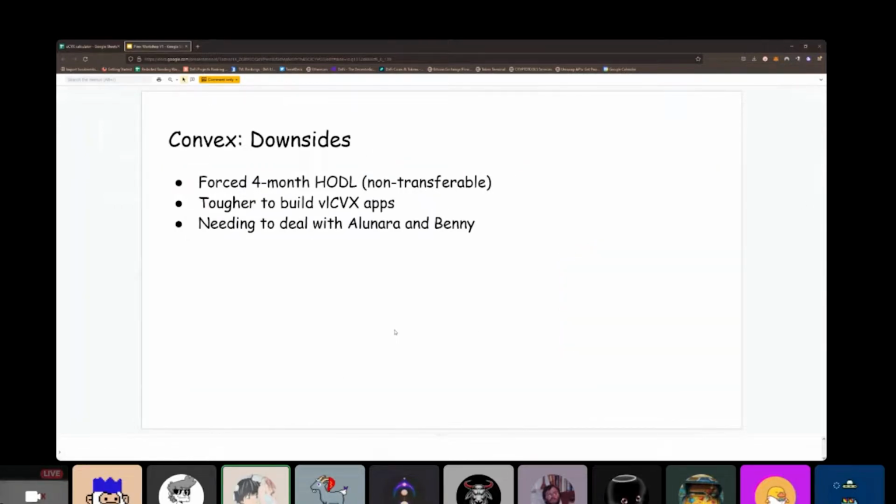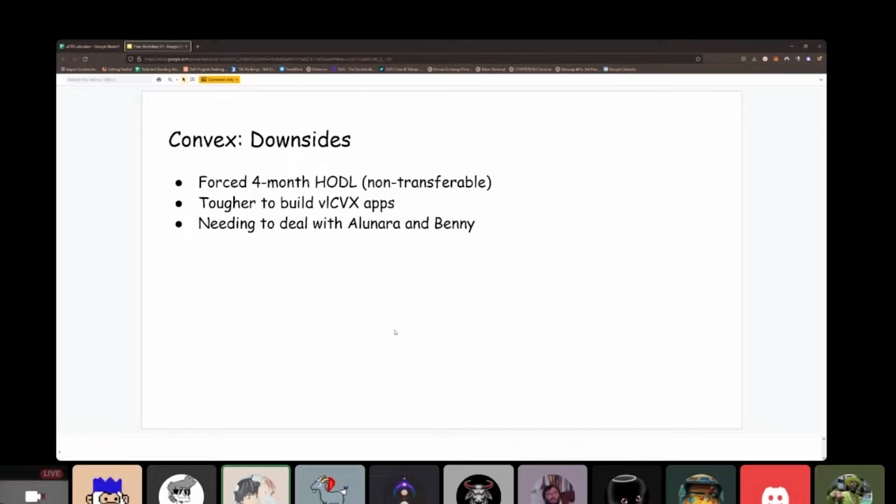So the downsides of Convex. I just want to preface with the fact that a lot of these, what we would consider downsides, are intentional decisions by the Convex team, right? They built an incredible platform that has had billions of dollars of inflow and outflow, and it hasn't been hacked yet. So it's really amazing what those guys are doing. But at the same time, I think there are certain attributes or characteristics of Pyrex that would be more suitable for this market environment.